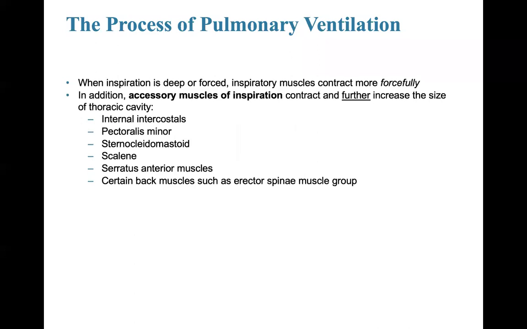When inspiration is deep and forced, the inspiratory muscles contract more forcefully. In addition, accessory muscles of inspiration contract and further increase the size of the thoracic cavity. This will include the pectoralis, sternocleidomastoid, scalenes, serratus anterior, and certain back muscles of the erector spinae group.